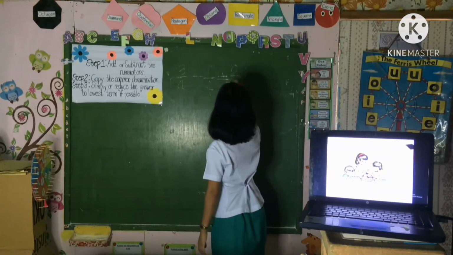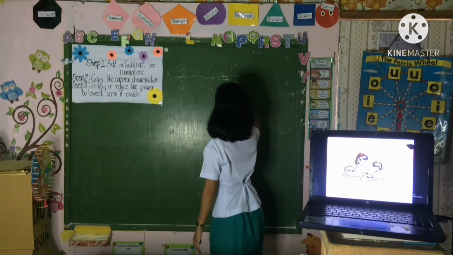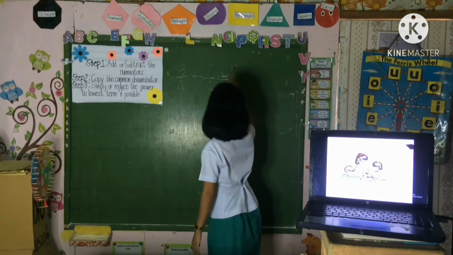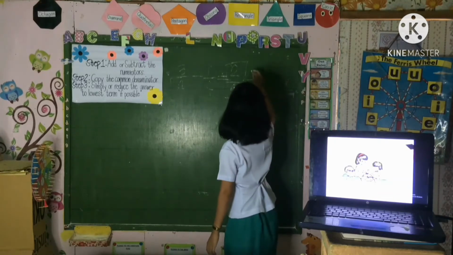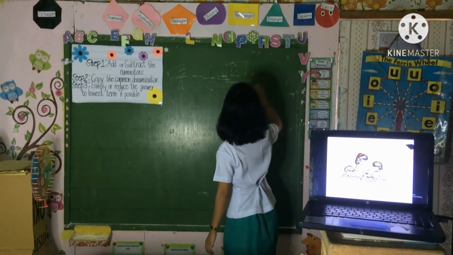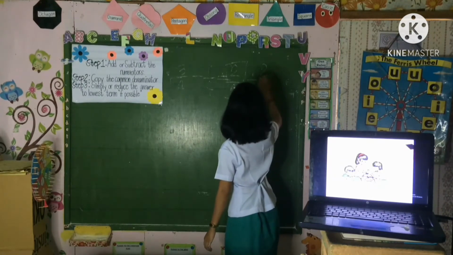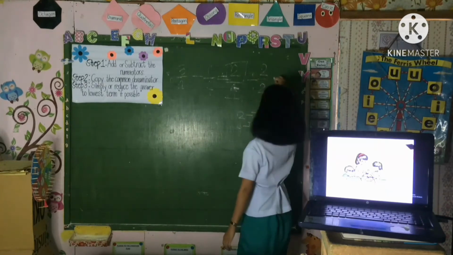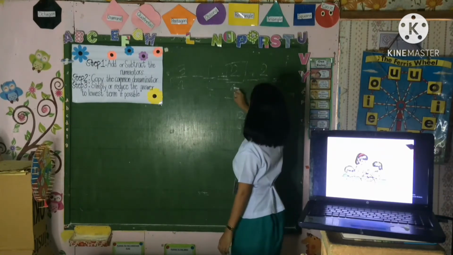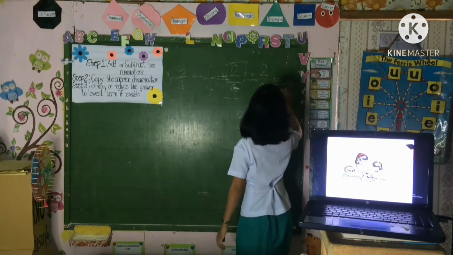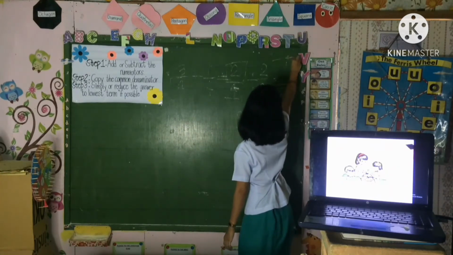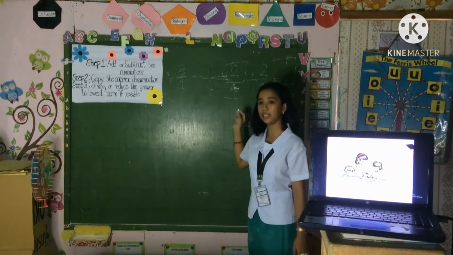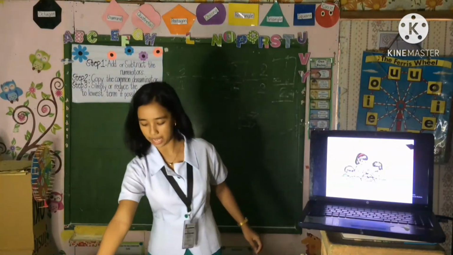So 2 over 4. Do you think this is the simplest? No. Okay, we divide the numerator and denominator by 2. So 2 divided by 2 is equal to 1, and 4 divided by 2 is equal to 2. Therefore, our answer in the lowest term is 1 over 2. Did you understand? Okay, another example we have.